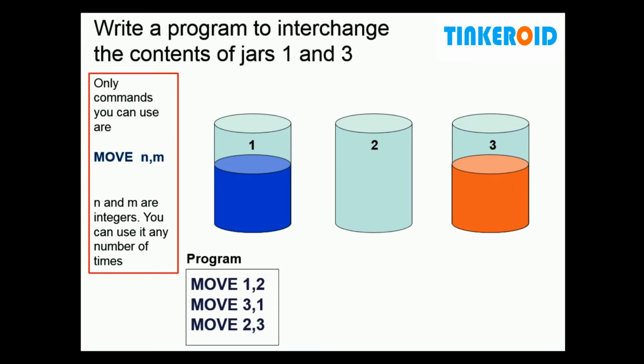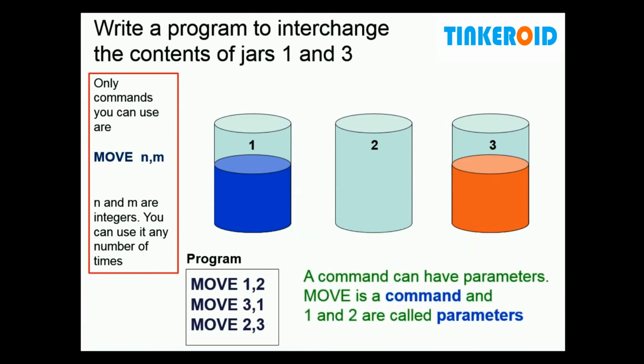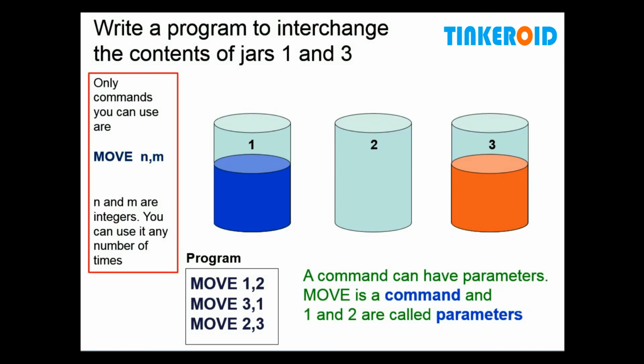So now, what do we want to learn here? We wanted to learn that whenever we give a command, we are also giving numbers along with it. Earlier we used to give commands like up, down, right, left. Here commands contain some numbers along with them. These numbers are called parameters. So here, move is a command. The numbers 1 and 2 are called parameters.